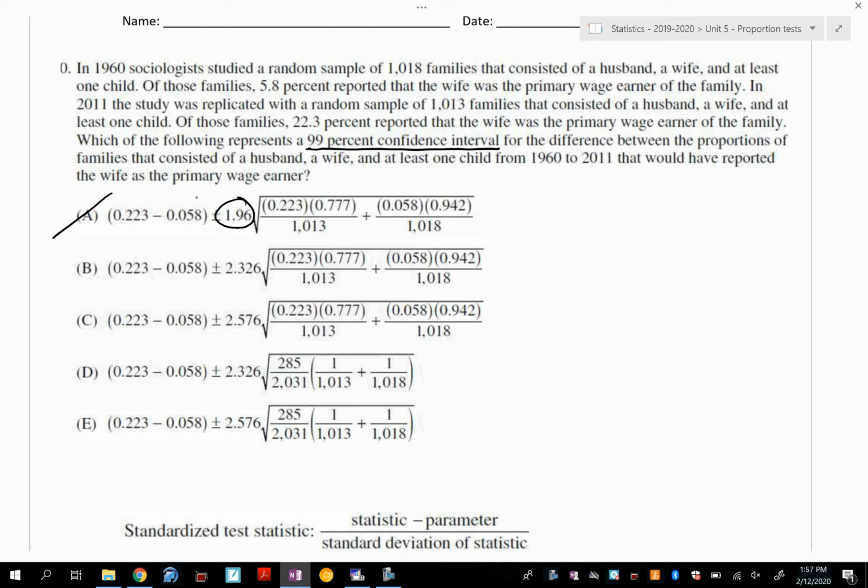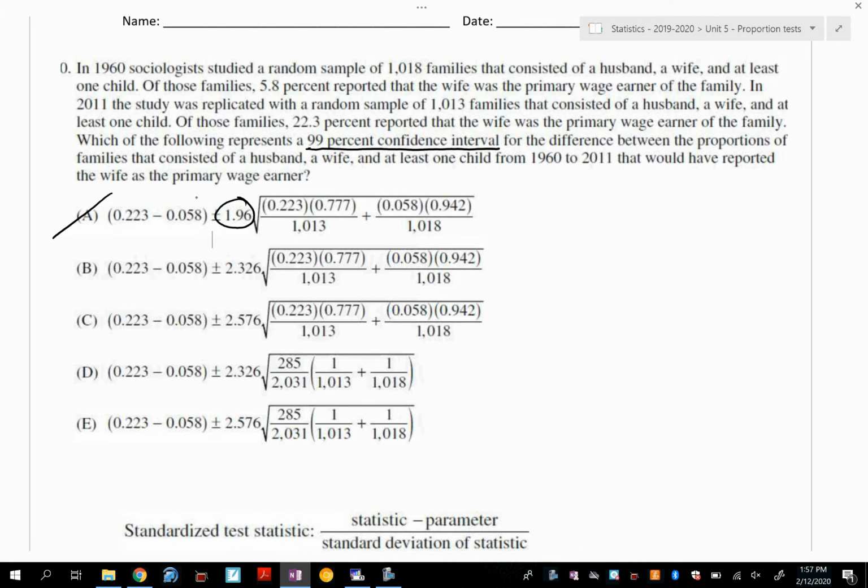So the first thing I do is I go to the critical values, because I know that the critical values are different. So I know that some of them will be wrong because of that. Now, I couldn't really eliminate B, C, D, or E because I don't know the 99% z-star. So I'm going to leave those alone for now. I'm going to show you how to do it in the computer.